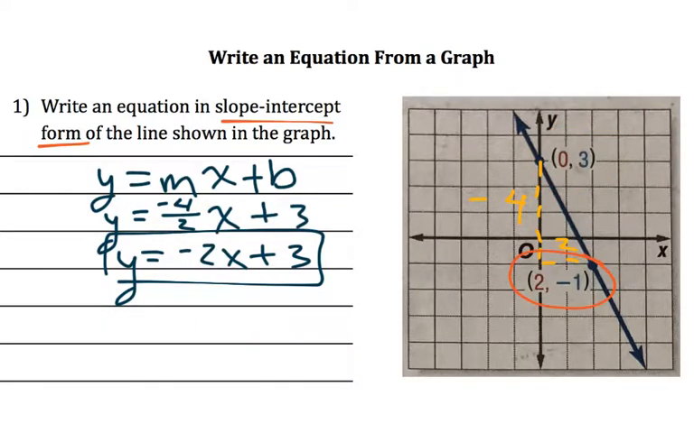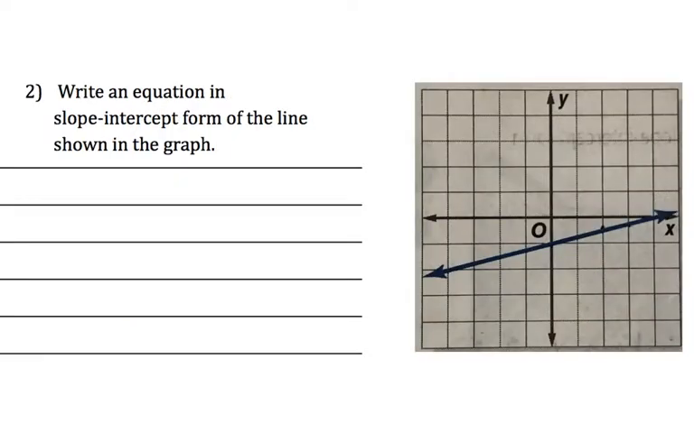Same deal. Plug in a value of 2. Negative 2 times 2 gives you negative 4. Plus 3 gives you negative 1. So yeah, that also checks out.